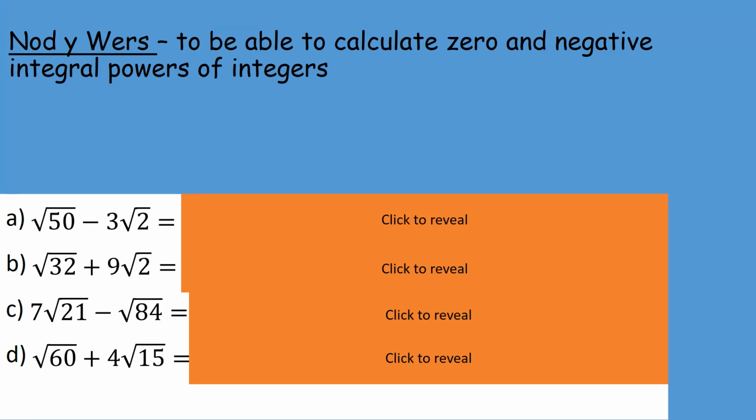Hello, Year 9. So today we're looking at 0 and negative indices. So 0 or some negative values for the index number.